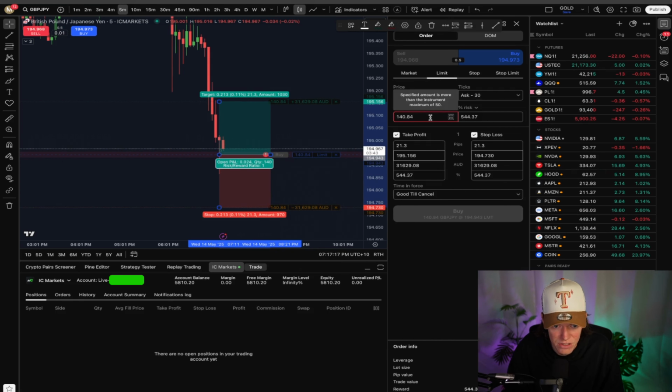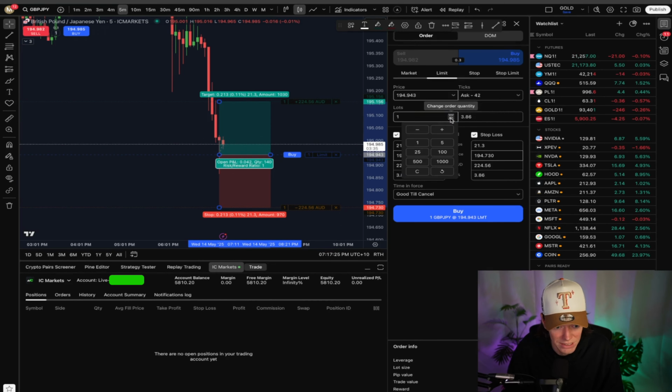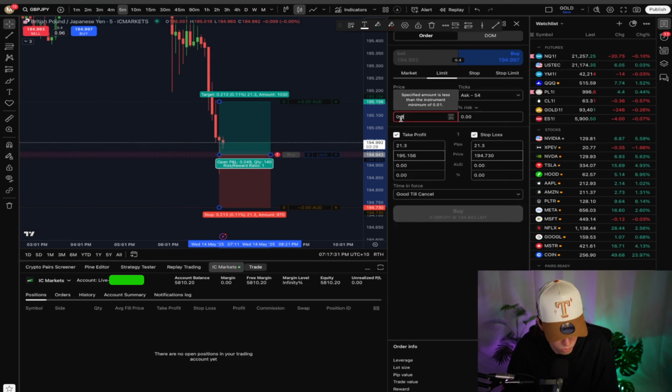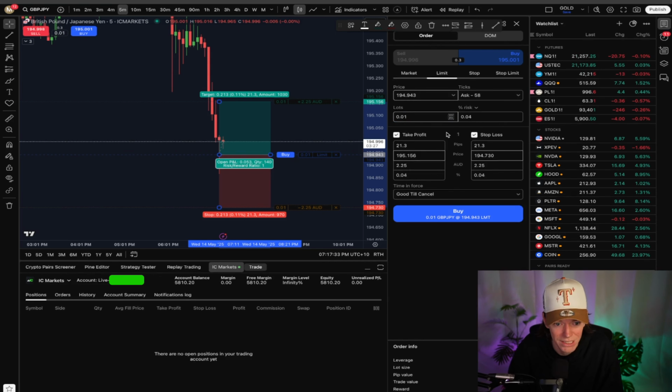And as you can see here, lots is how much money you want to risk. This is saying that I want to risk negative 31,000 right now, which I do not want to do. So we're going to go ahead and put 1. Now that's saying we're risking $224, which is still a lot of money. Now, the good thing with lots is you can go down quite a lot. So we're going to go ahead and do 0.01. Now this is saying we're only risking $2 to make $2, but price needs to come and tap us in first to get to that level.